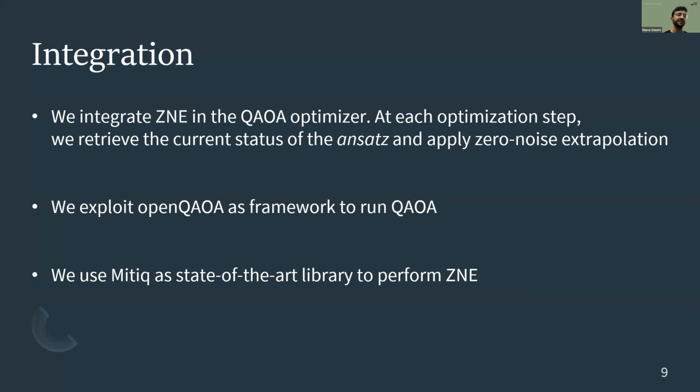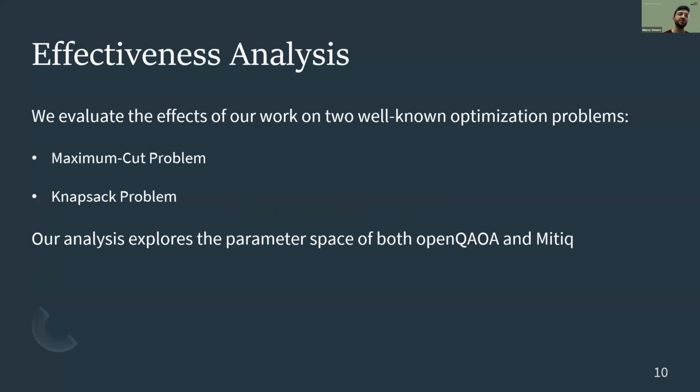Now that we have seen the integration process, let's focus on the effectiveness analysis to see how the optimizer behaves as we apply this integration. We'll consider, as I told you before, the maximum cut problem and the knapsack problem. And since OpenQAOA and Mitiq are frameworks that both have several parameters, we perform an exploration of the parameter space in order to find out the effects of our work.